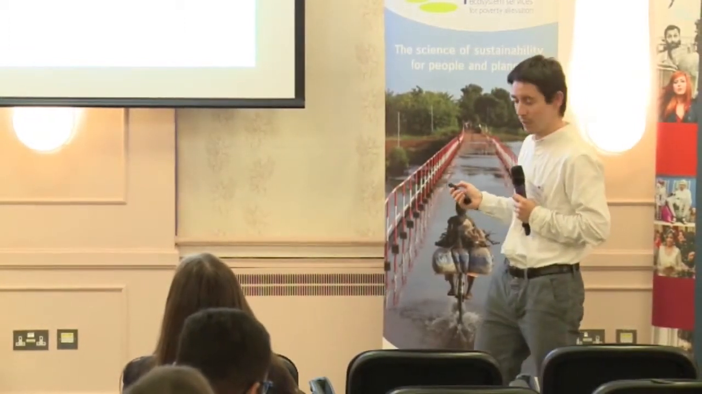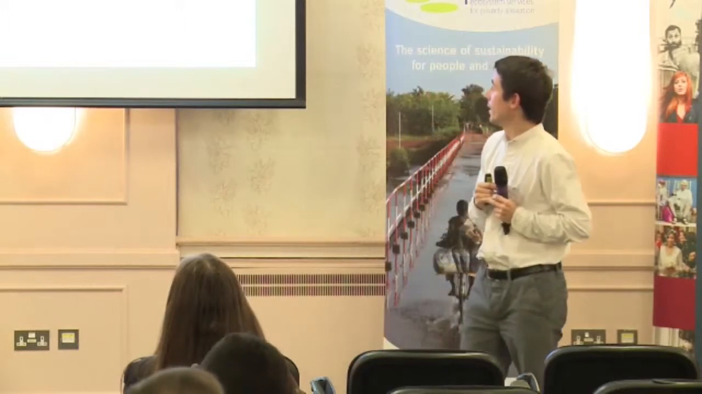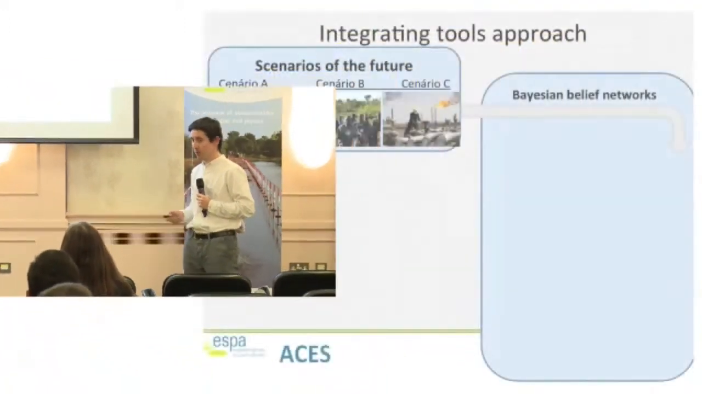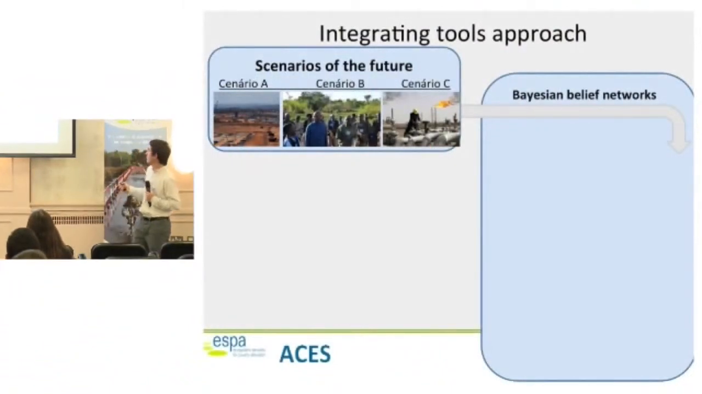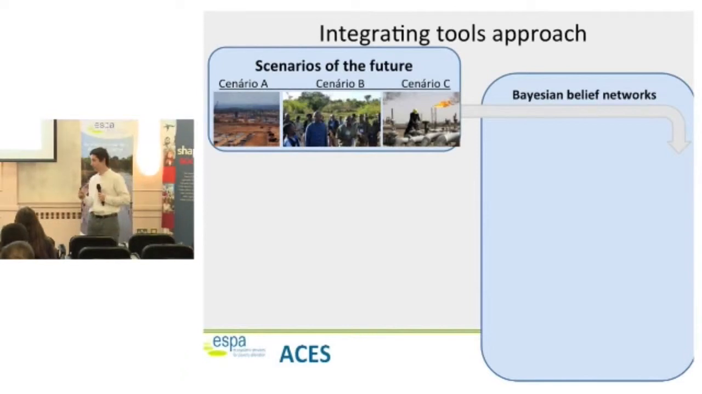Both tools can use qualitative and quantitative data, but the scenarios of the future have more a qualitative output, and the Bayesian belief networks, which are probabilistic models, have more a quantitative output. So this connects with some of the discussions from the previous sessions.